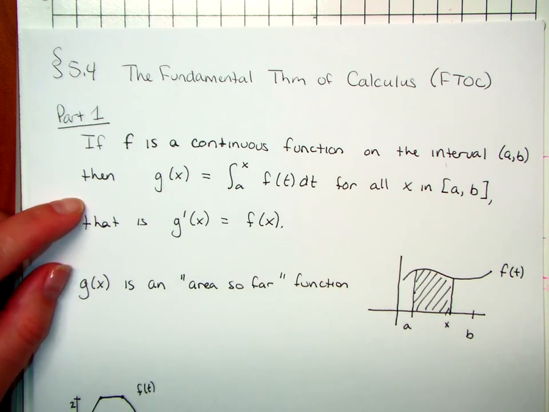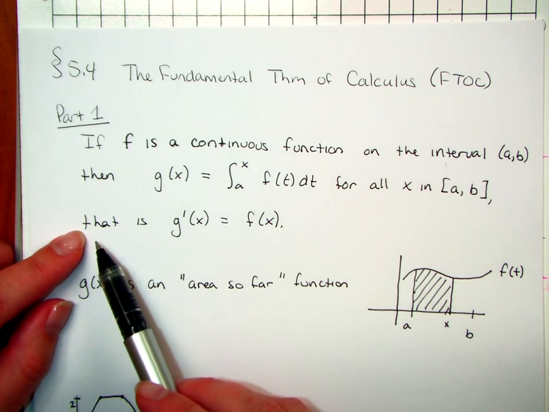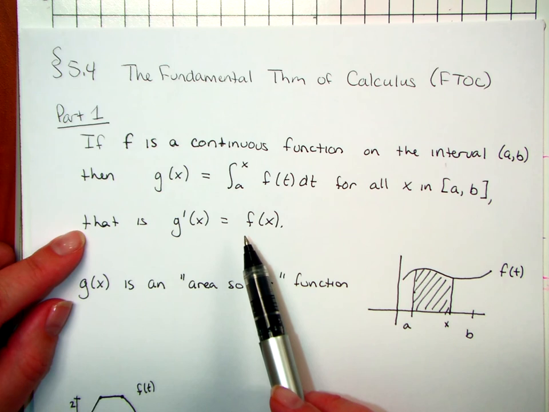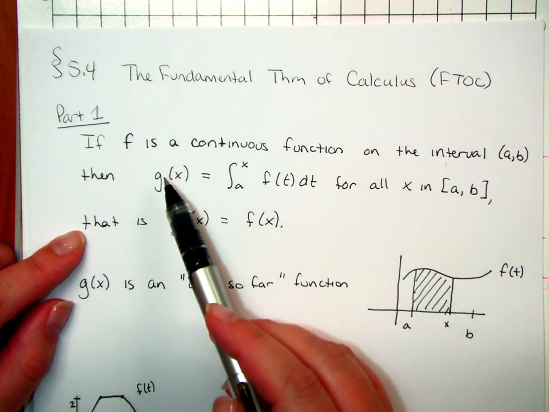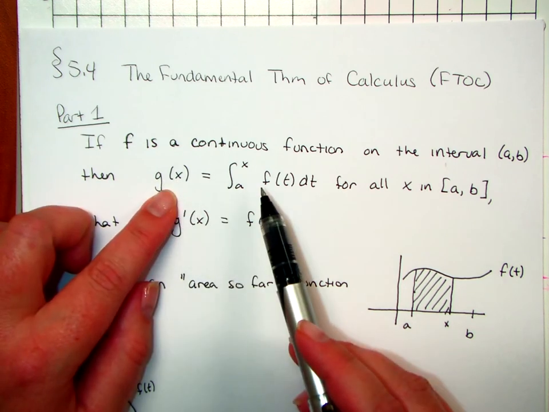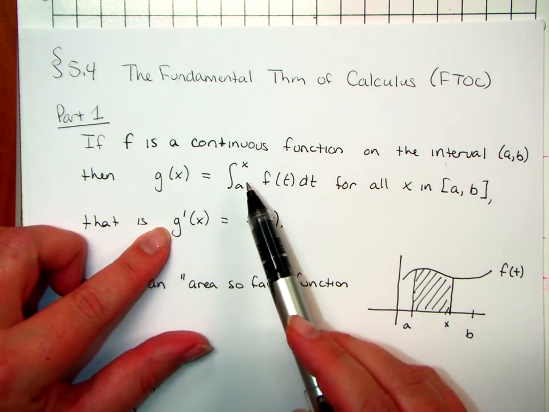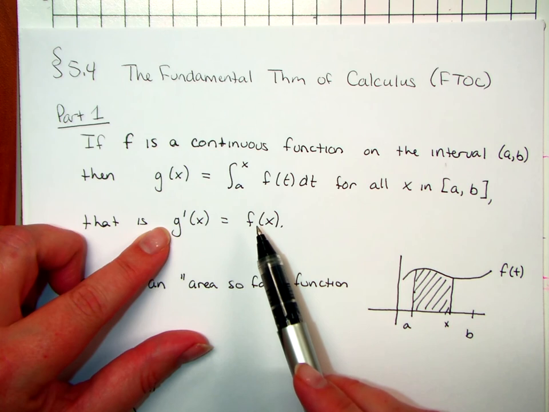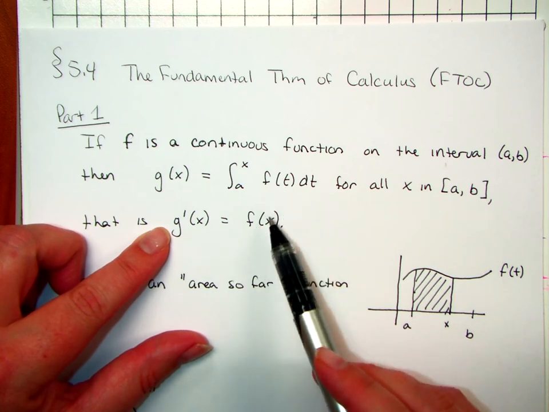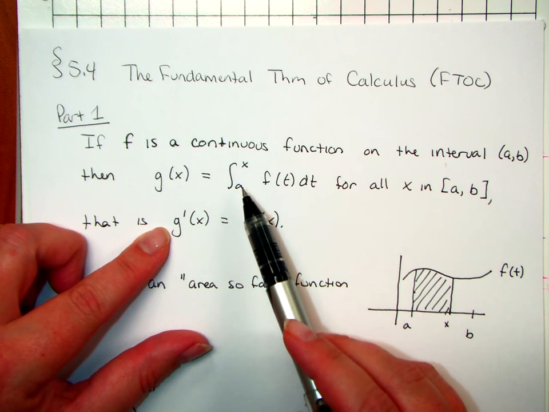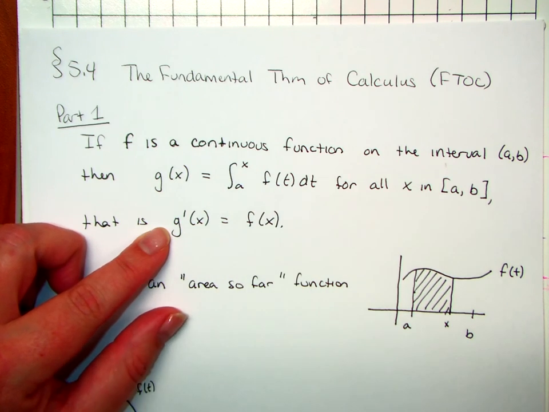The next part says that g prime of x is equal to f of x. So if we were to differentiate both of these sides, we get g prime of x on the left, and when you differentiate an integral, you get the original function back out. Now, why does it change from t to x? What happens to these upper bound and lower bound? I'll show you a proof in just a moment about why that happens.